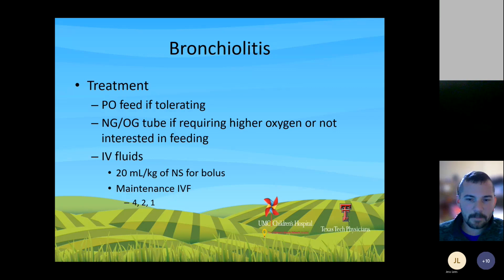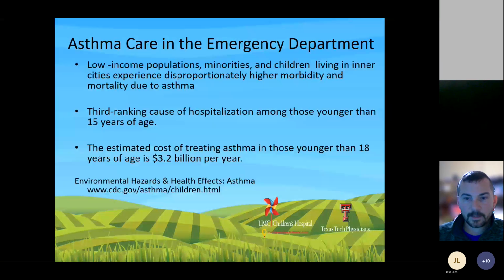But obviously, again, back to PO feeding, that is really the key. If we can get to there, that's where we'd like to be. All right, so it's 9:10. We've got a little bit of time left.